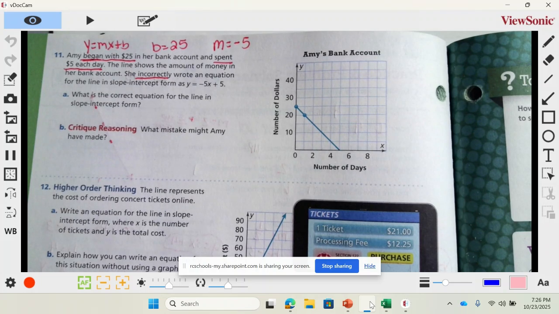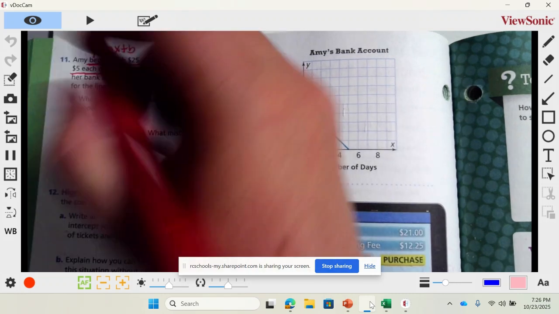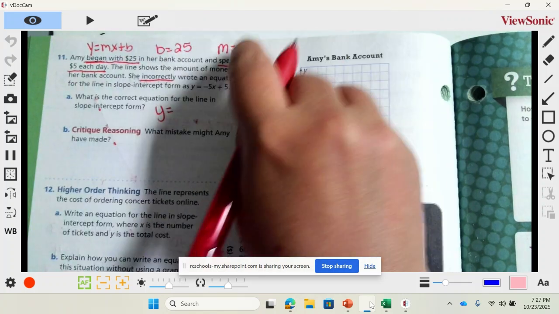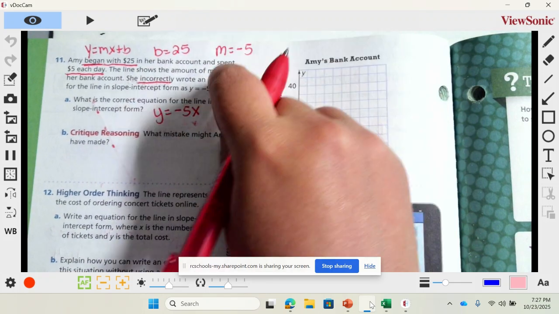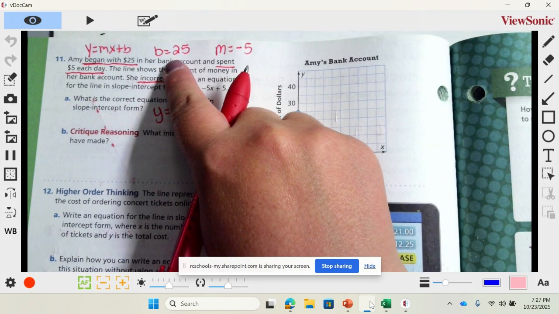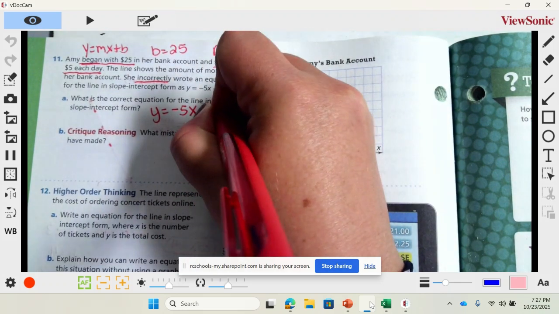Okay? Now let's write it in the proper form. So y equals, our m is negative 5, and our m is married to its x. And then what is going to be our initial value? Well, it's plus 25.